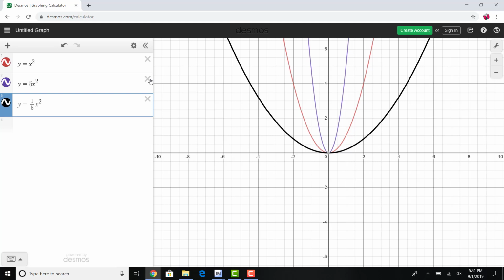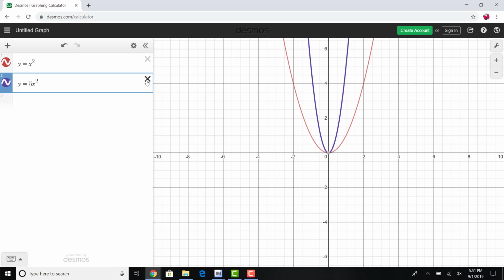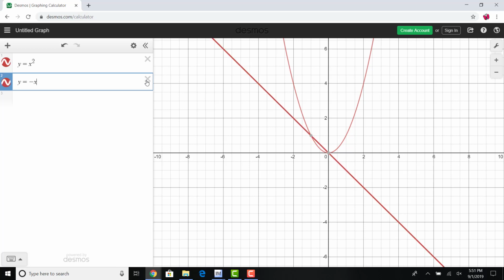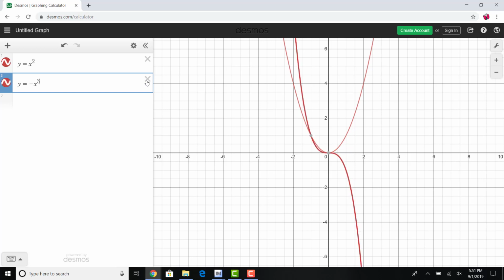If I multiply something onto my function, or my x squared, it either stretches it out if it's greater than 1 or compresses it if it's smaller than 1. Let's see what happens if we put a negative in front of our x squared. So if we do y equals negative x squared. There we go. So hopefully what you notice from this one is it actually ended up flipping the graph.